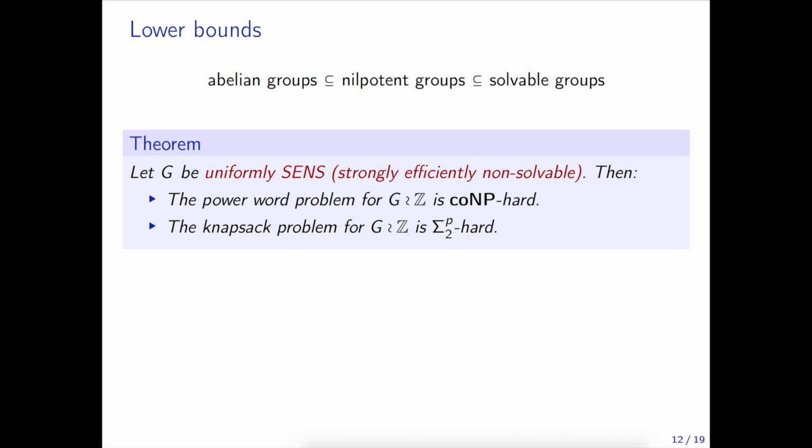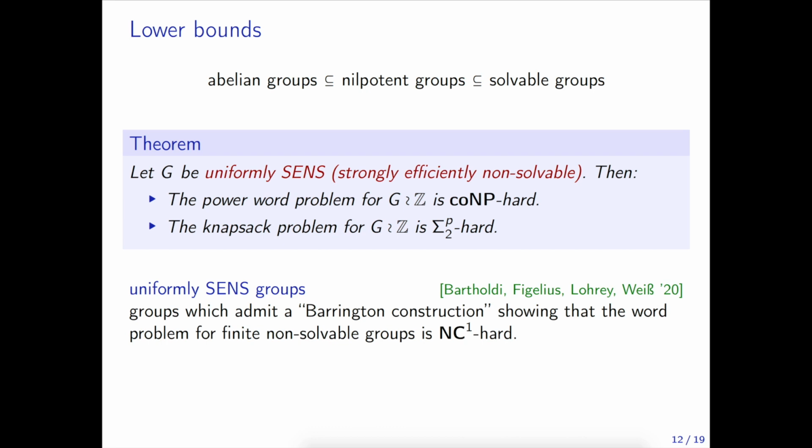Namely, if G is uniformly SENS, then the power word problem for G wreath Z is co-NP hard. And this stands in contrast to the TC0 bound if G was nilpotent. And if G is uniformly SENS, then the knapsack problem for G wreath Z is Sigma 2P hard, in contrast to the NP bound for nilpotent G.